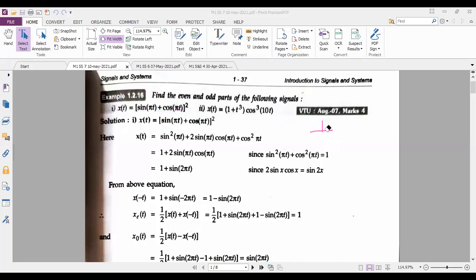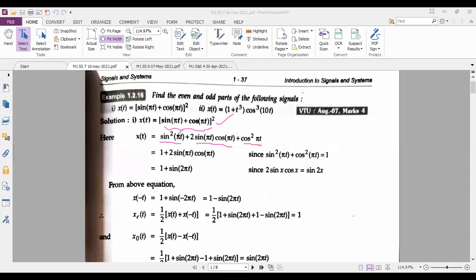The first step is, if there is a possibility of expanding or simplifying the equation, you have to do it. So it is like a plus b the whole square. a square is sine square pi t, plus 2 into sine pi t cos pi t, plus b square is cos square pi t.